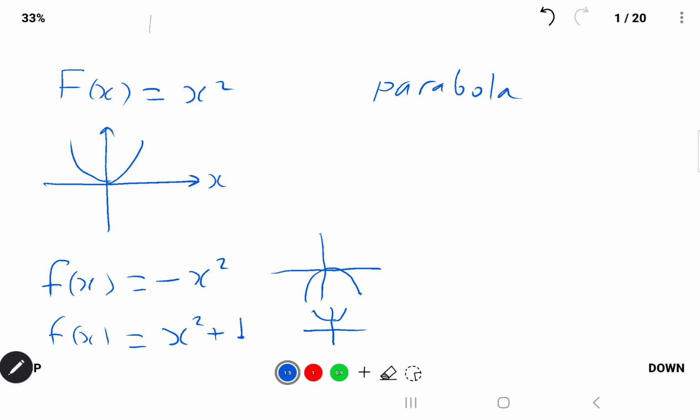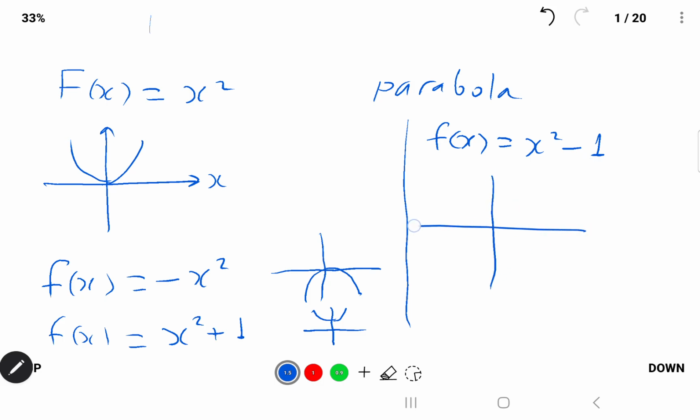Okay, now what's going to happen to the original function if you subtract 1 from the parent function? So f(x) is equal to x squared minus 1. In this case, the original function will be shifted 1 unit down. It would seem like this.